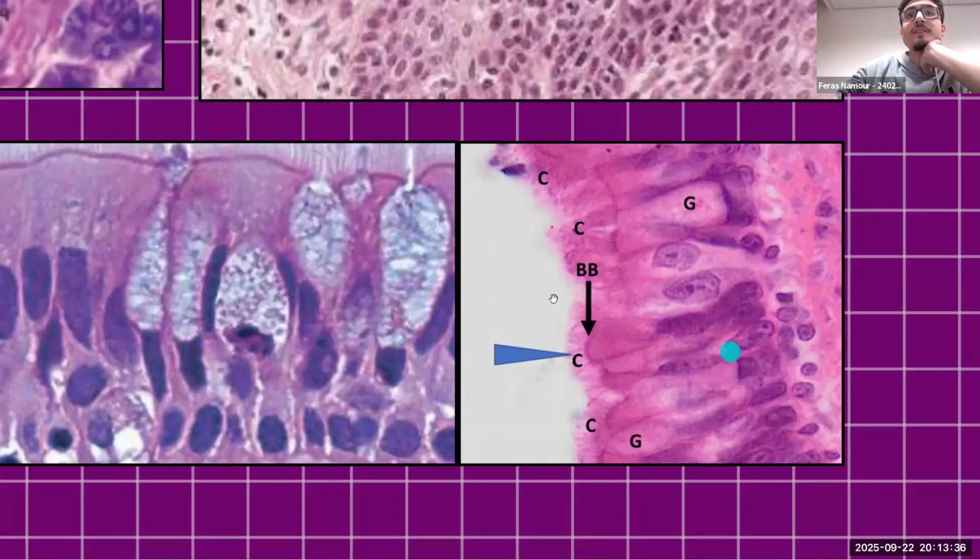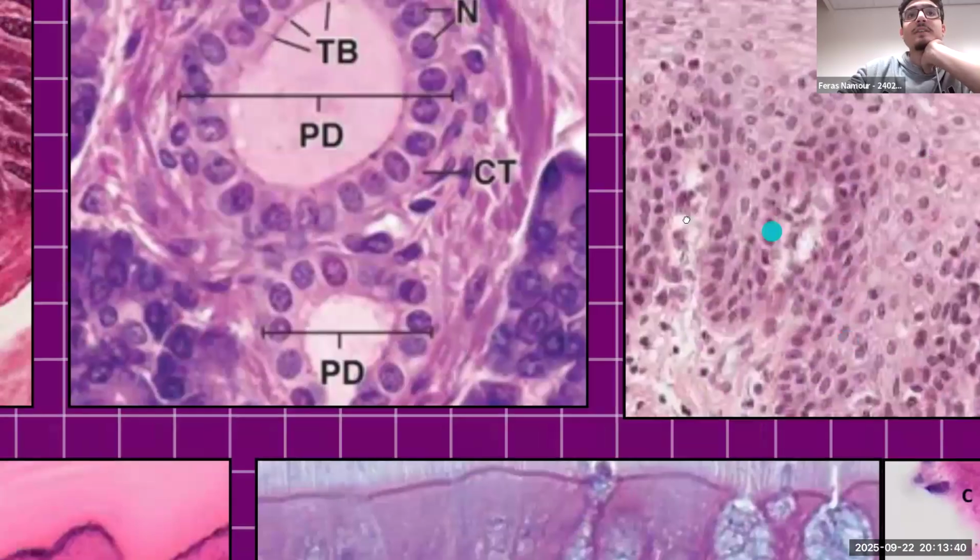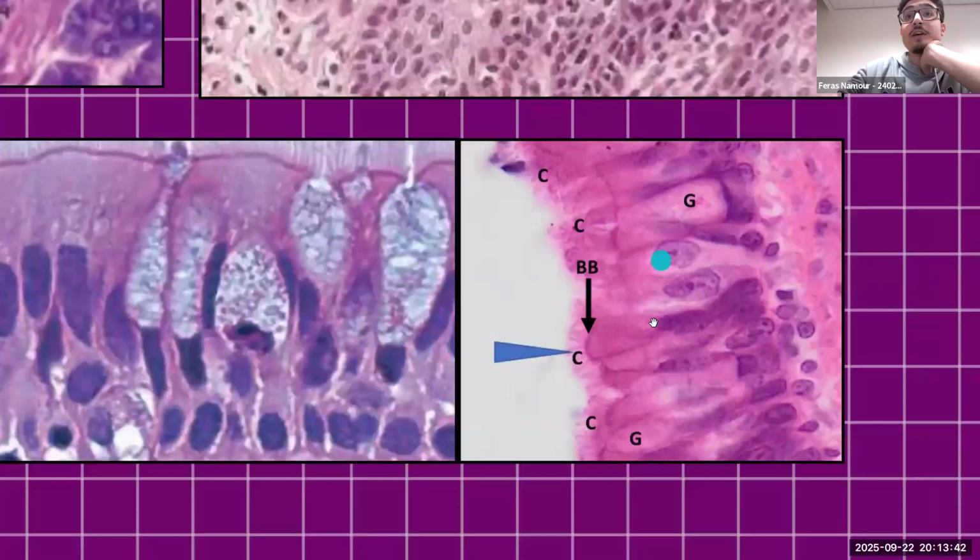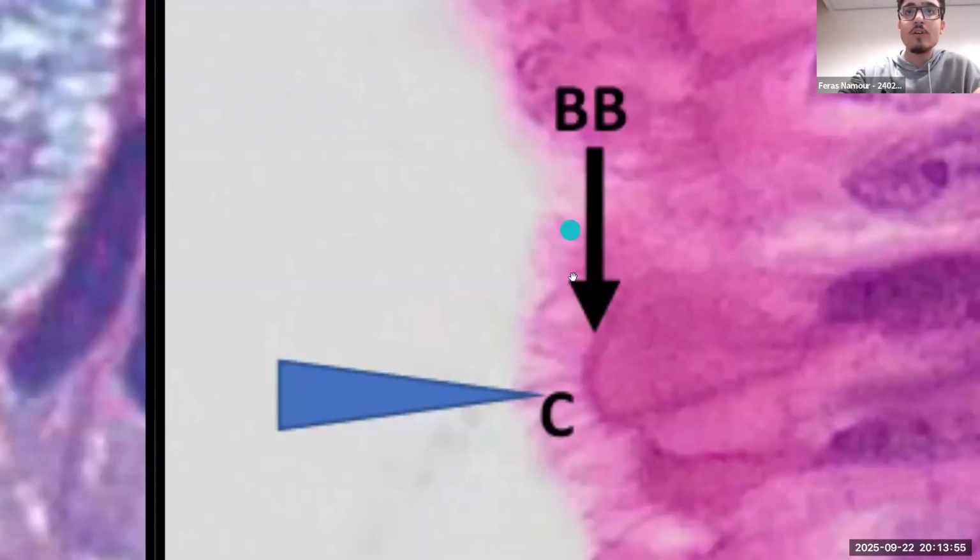So this is pseudostratified. This is cilia. Can you explain? Okay, this is not microvilli. This is cilia. Microvilli is very smaller than cilia. You can't really see it properly. You can't see individual hairs popping out, right? So this is cilia. This is not microvilli.